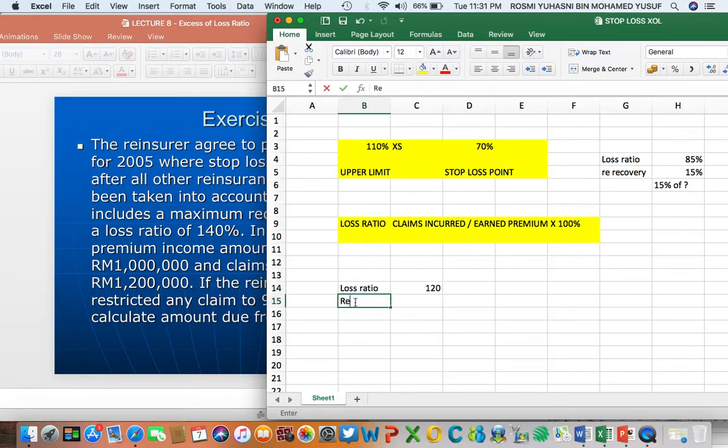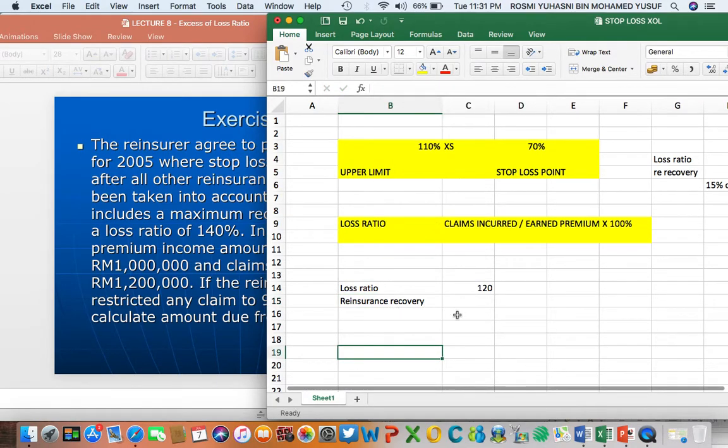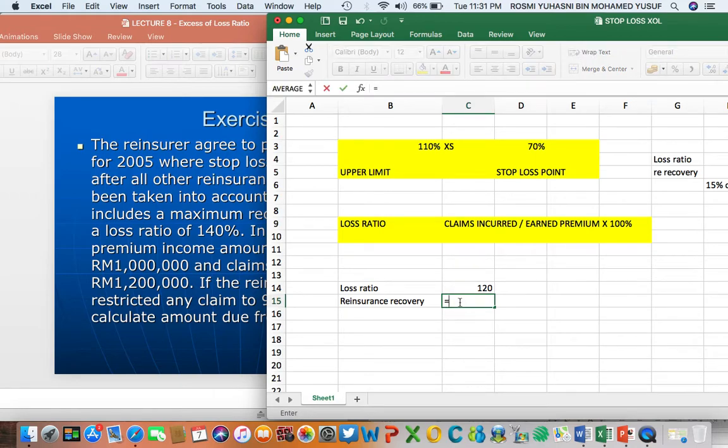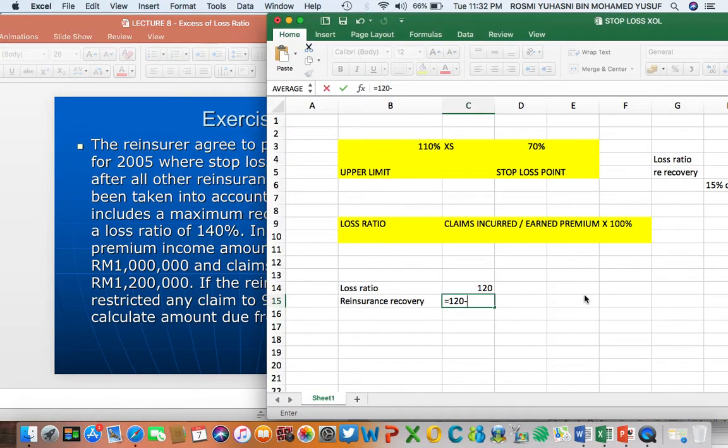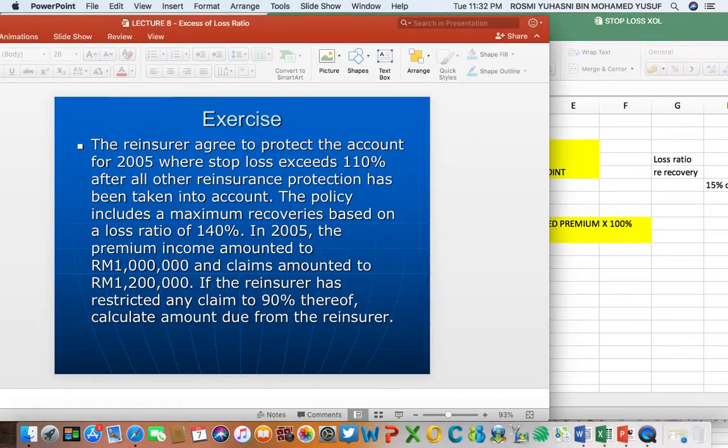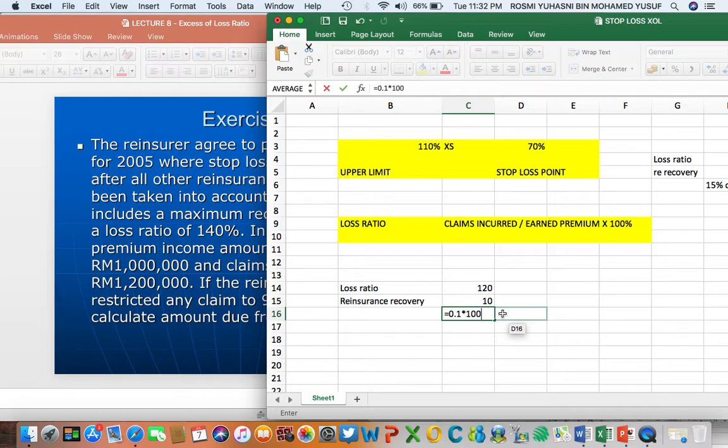So the reinsurance recovery is 120 minus the stop loss point 110. So 10% loss ratio is the recovery. So that's going to be 0.1 or 10% times the premium income of 1 million. So it will be 100,000.